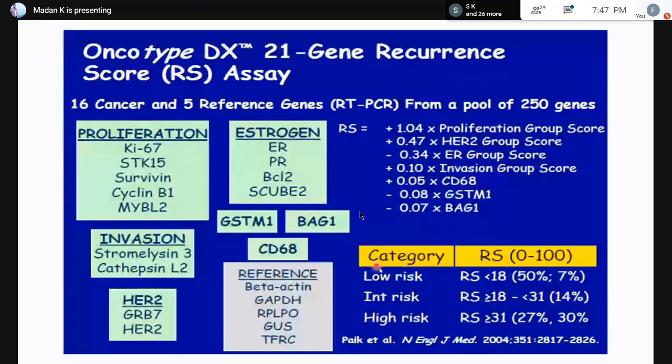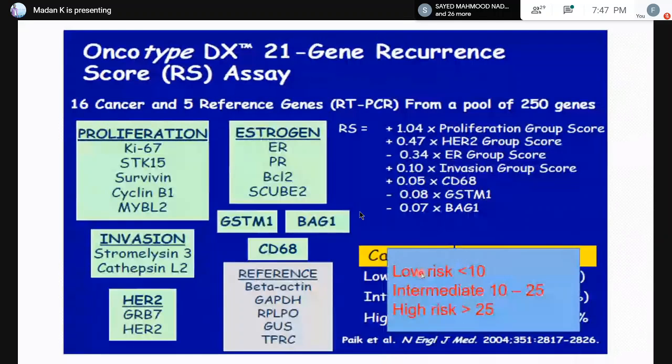So this is the older scoring system. However, what is currently used is this: low risk being less than 10, intermediate risk between 10 to 25, and high risk being more than 25. This has been based on the recent trial, TAILORx.